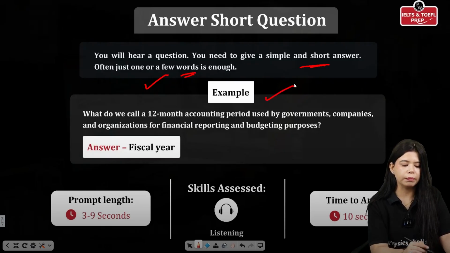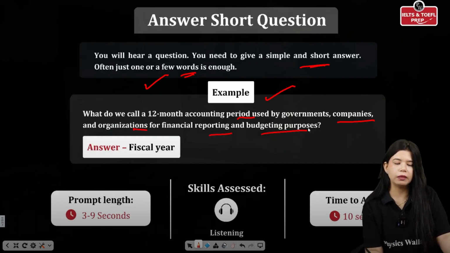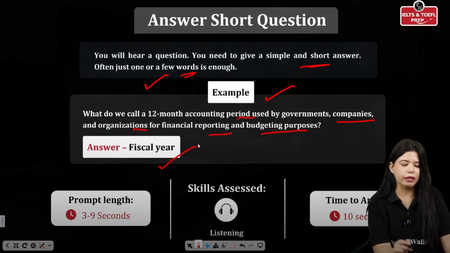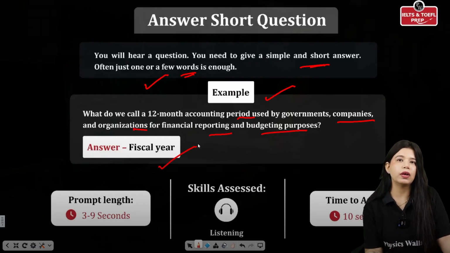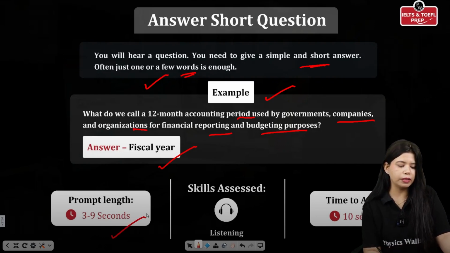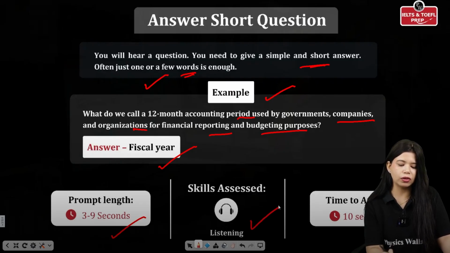So look at this example. It says, what do we call a 12-month accounting period used by governments, companies and organizations for financial reporting and budgeting purpose? The answer is fiscal year. So this is how you need to keep your answer very crisp in this question type. Do not try to give a lengthy answer. The prompt length is going to be somewhere around 3 to 9 seconds and you will be assessed on your listening skills, and therefore there's no need to give a lengthy answer.